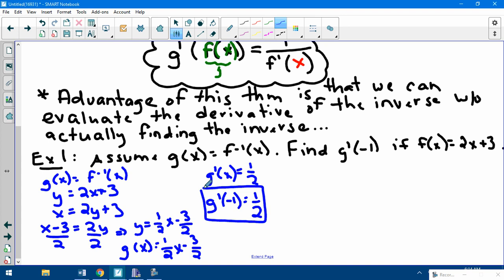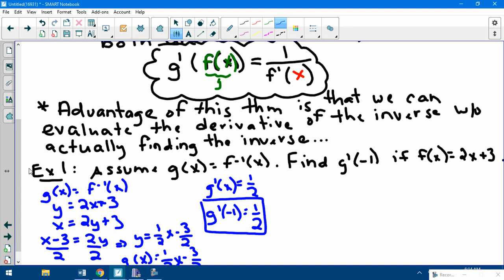All right, and it's totally fine to do it that way if you can. Now notice that to do that, it relied on me being able to take the inverse. If it's a linear function, it's super easy to take the inverse, and then take the derivative of that answer and plug in what they asked me for. Not that bad. Let me just show you the other way. So the other way would be, okay, I want to find g prime of negative 1.